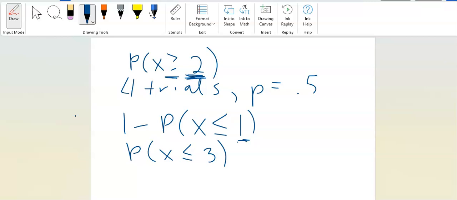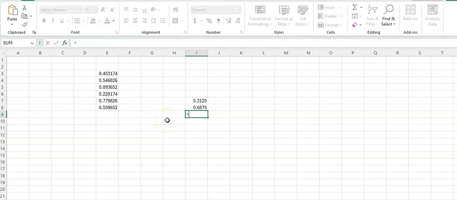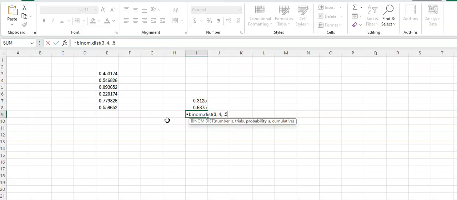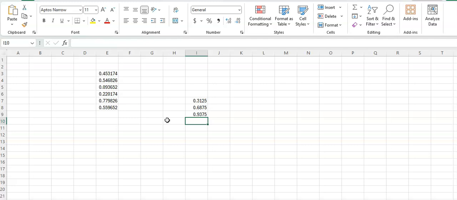Now, that is exactly what Excel gives us when we put that 3 in, because Excel gives us the less than or equal to. So let's go ahead and put the 3 in, the 4 trials, and the 0.5, and our answer should be exactly what we need. So equals binom.dist, number of successes were 3, trials were 4, 0.5 probability and true, and our answer is 0.9375, and that is the answer to that probability.